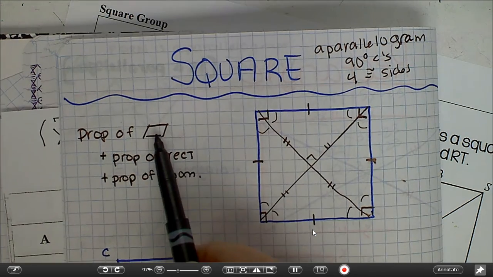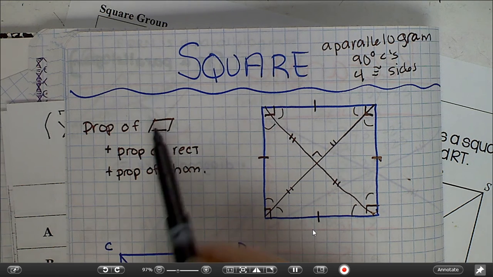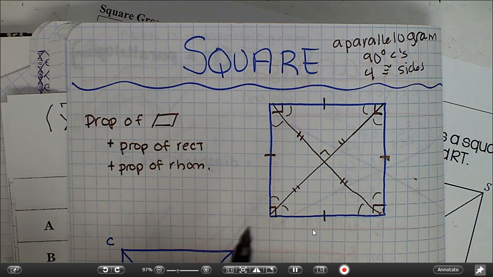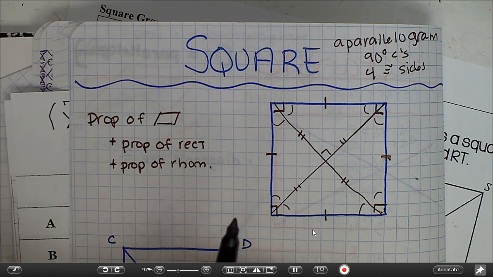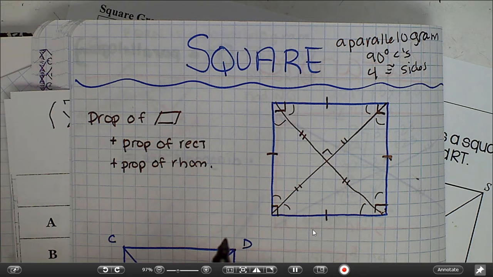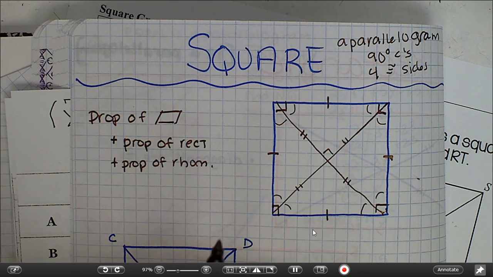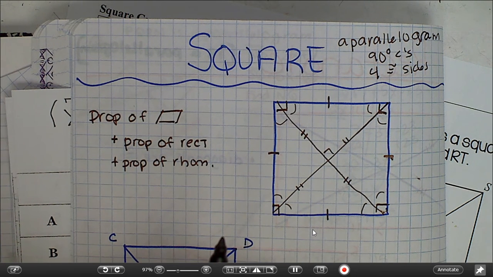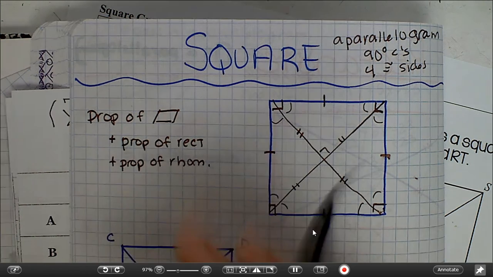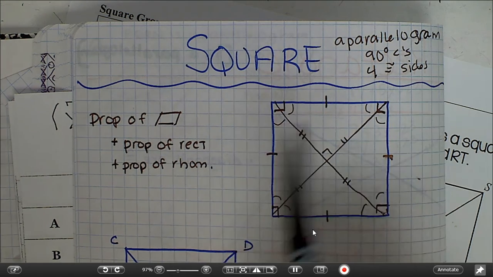Okay, so I'm going to say it again for the 100th time. Properties of a parallelogram: opposite sides are congruent, opposite angles are congruent, diagonals bisect each other, and consecutive angles are supplementary. Properties of a rectangle: diagonals are congruent. Properties of a rhombus: diagonals are perpendicular, and diagonals bisect the angles. So a lot to remember, but you need to actually remember. So memorize that stuff, guys.